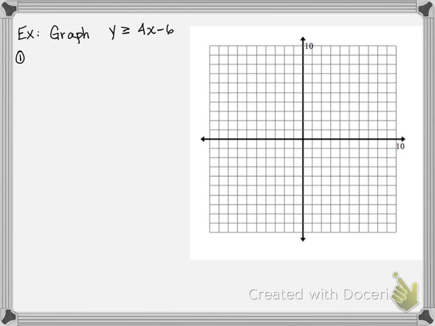Okay, so first things first, we're going to graph an equation. So we're going to graph y equals 4x minus 6. This one is in slope-intercept form, and so we can just use the y-intercept 0, negative 6. 1, 2, 3, 4, 5, 6. And then our slope is 4, so that tells me that if I move to the right 1 unit, I'm going to go up 4 units. So right 1, 1, 2, 3, 4, up 4. That gives me another point. And there's my line.